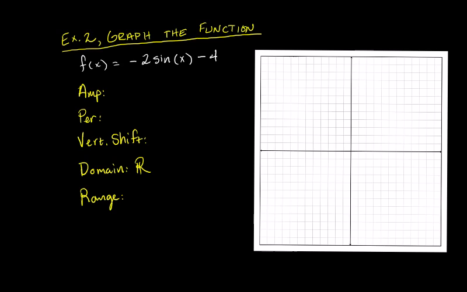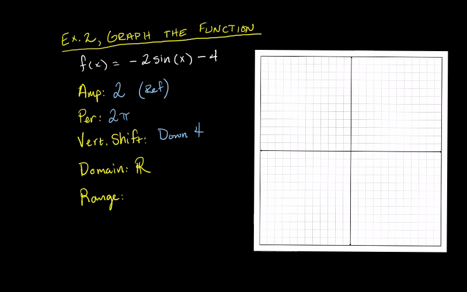Okay, so what's our amplitude? Our amplitude is going to be 2, but we're going to remind ourselves that we want to do a reflection because it's negative. The period hasn't changed, that's 2 pi. Our vertical shift is down 4. Okay, and we have the domain of all real numbers.